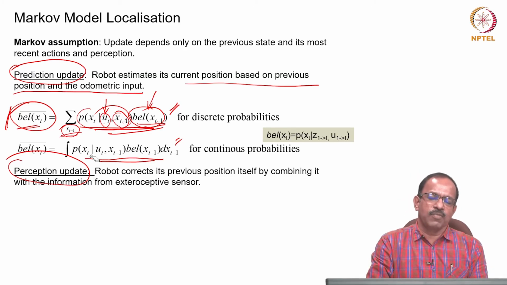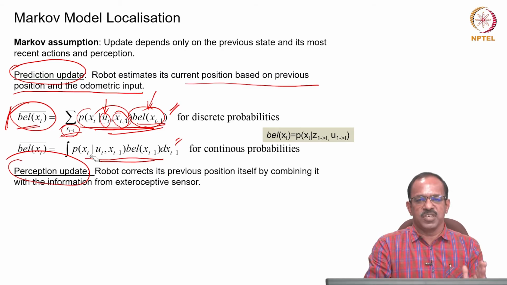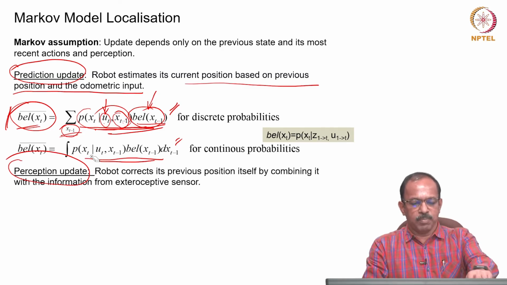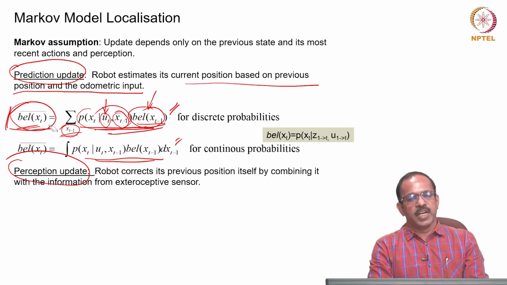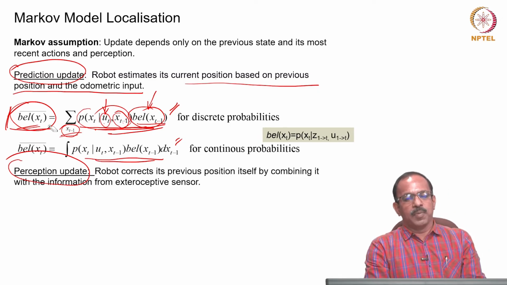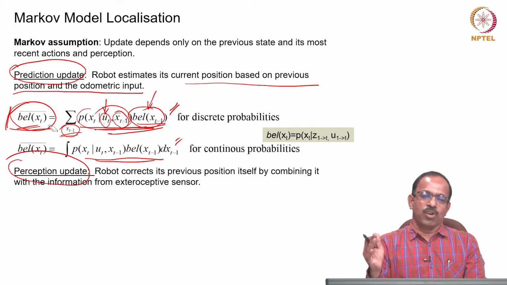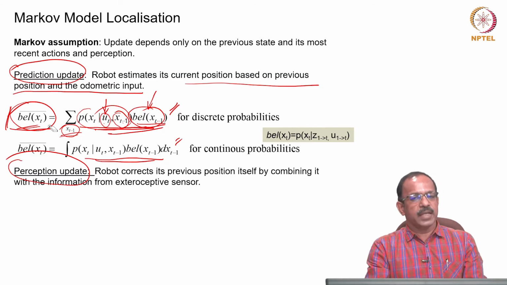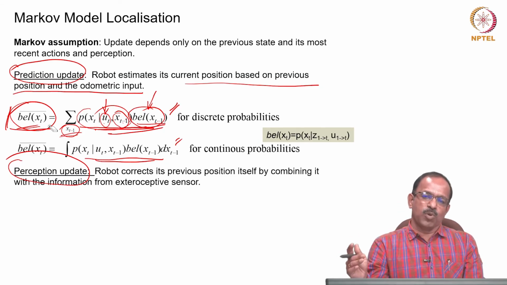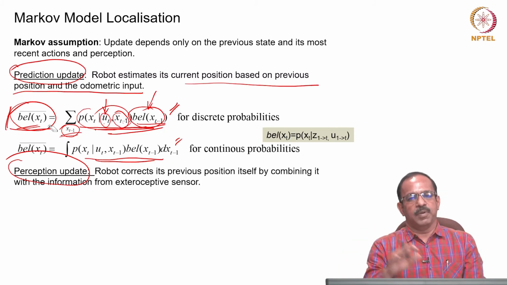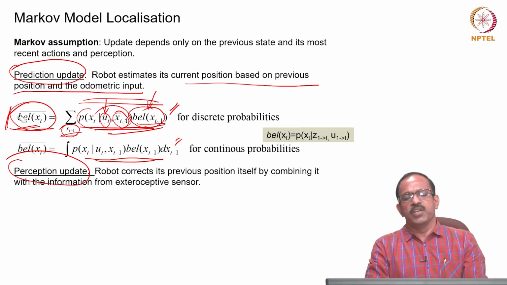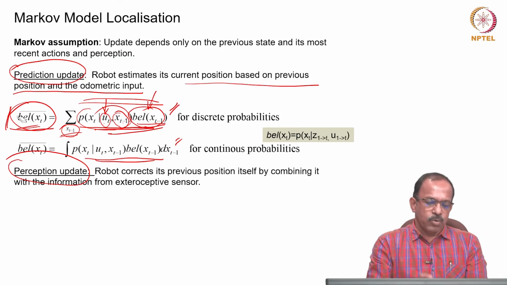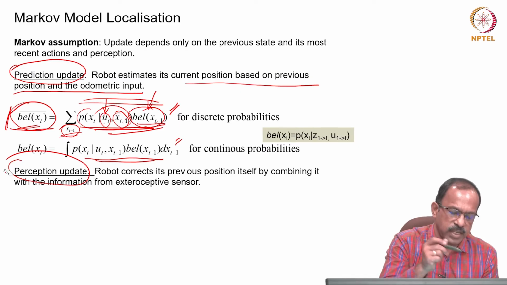So, what we are trying to do is find the new position estimate of the robot at xt, or the probability that the robot is at xt. That is obtained by multiplying the probability that the robot has reached xt with a control input ut from its previous position xt minus 1 by the probability that the robot was at xt minus 1 in the previous instant. If you multiply these two, you will get the total probability, belief bar xt. Now you have the belief bar xt. So, next is to get the perception update.